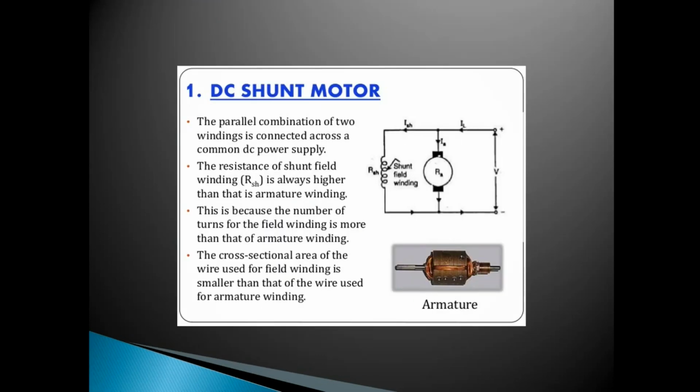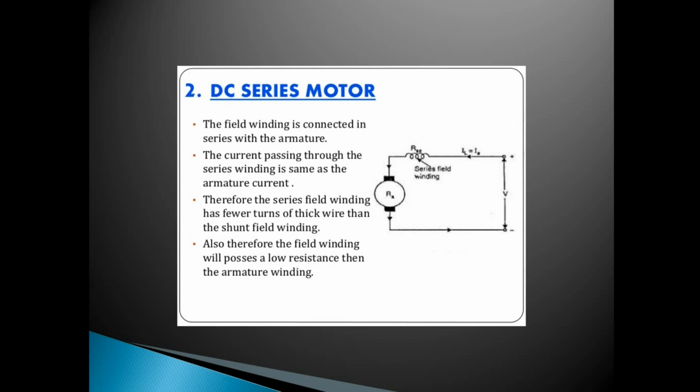First, DC shunt motor. The parallel combination of two windings is connected across a common DC power supply. The resistance of shunt field winding RSH is always higher than that of the armature winding. This is because the number of turns for the field winding is more than that of the armature winding. The cross-sectional area of the wire used for field winding is smaller than that of the wire used for armature winding.